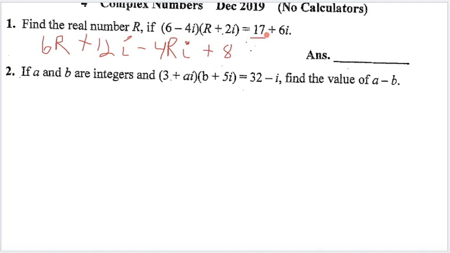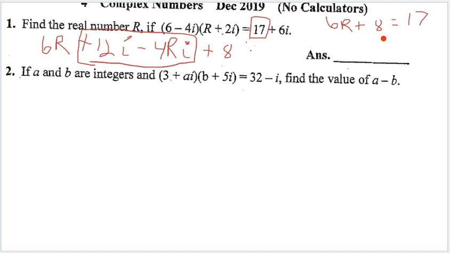All right, I need to get 17 for the real part. These are the imaginary parts. So the real part is 6r plus 8. 6r plus 8 has to equal 17. So if I subtract 8 from both sides, I'll get 6r equals 9. Divide by 6 and I'll get 3 over 2, or 1.5.